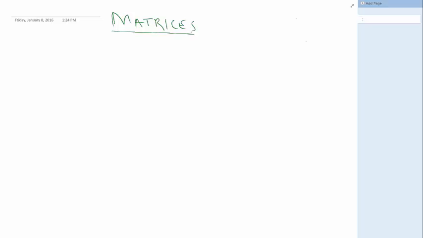So let's start with the definition of matrix. I would recommend you all to please write down the definitions of all the key terms whenever I ask you to do so. So let's start with the definition of matrix.